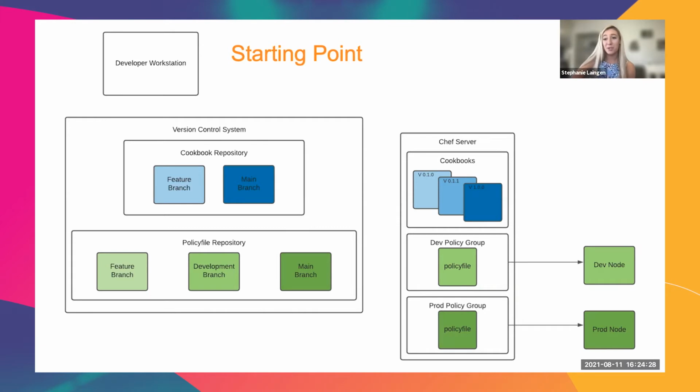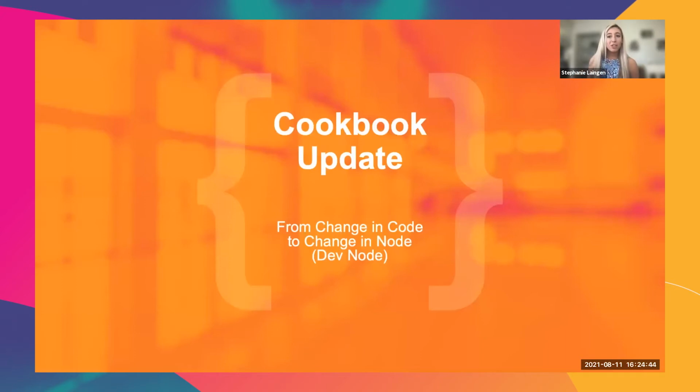And if you haven't bootstrapped a node before, that's okay. But just know that one of the easiest ways to bootstrap your node and define your run list is to use policy files. So with all of these items in place, let's talk about what happens when we make a change to a cookbook. We're going to talk about how we go from a change in our cookbook code to a change in our dev node. And in this scenario, I'm really just going to be focusing on that change occurring in our dev environment. And we'll come back to the prod environment at the end of the tutorial.